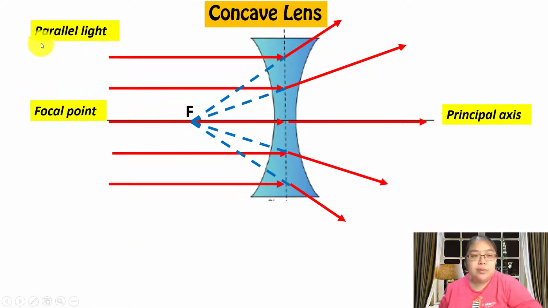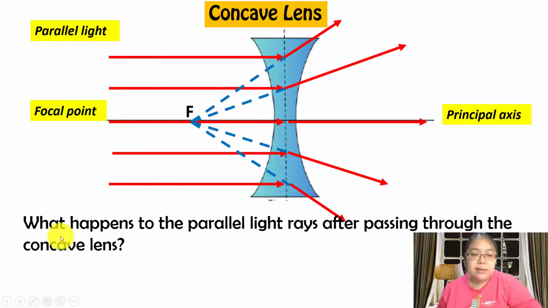Okay, again, we are going to introduce the structure part. First one, parallel light. Then after that, we have the focal point. Now the focal point is behind. Okay, we also have the principal axis. So when the parallel light hits the concave lens, it will be refracted. It will be refracted as if going to the F. This F is the behind F. After that, they will diverge from the F. With the convex lens, they go straight to focus at the F. This one they will diverge from the F.